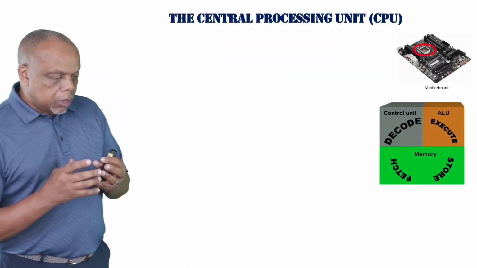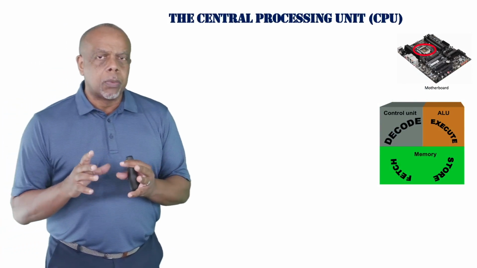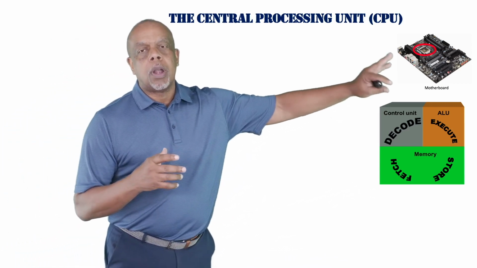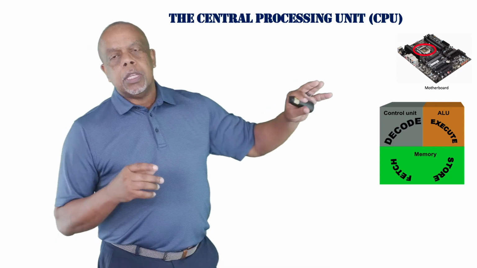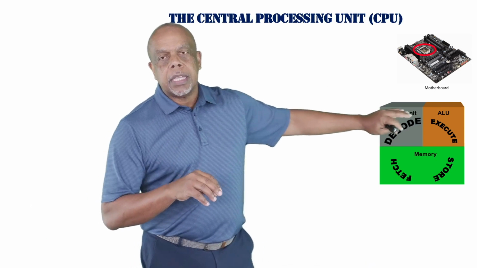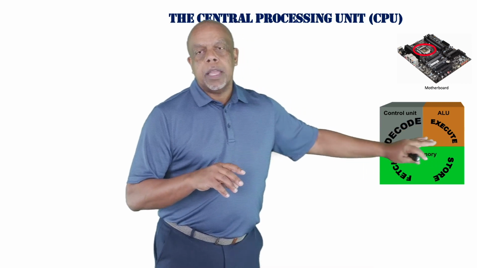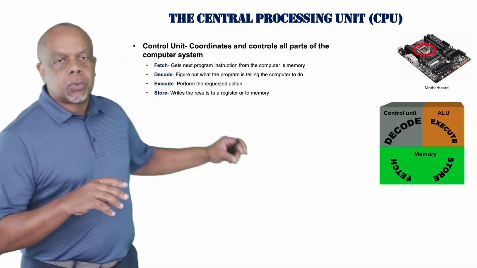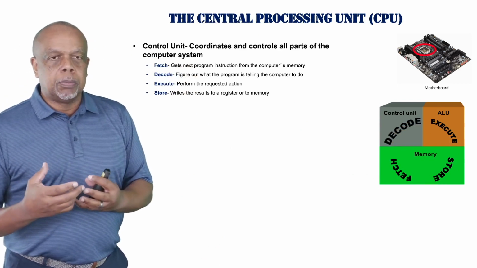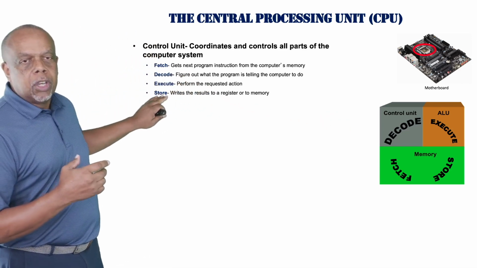Okay, now we're going to drill a little deeper into each of these components, right? So let's take a look at some of the hardware. At the heart of our computing system is the central processing unit, the CPU. The CPU has 3 basic components. It has a control unit, an arithmetic logic unit, and memory. And within these three areas, that's where the core basic part of computing takes place. That's where we have the fetch, decode, execute, and store.